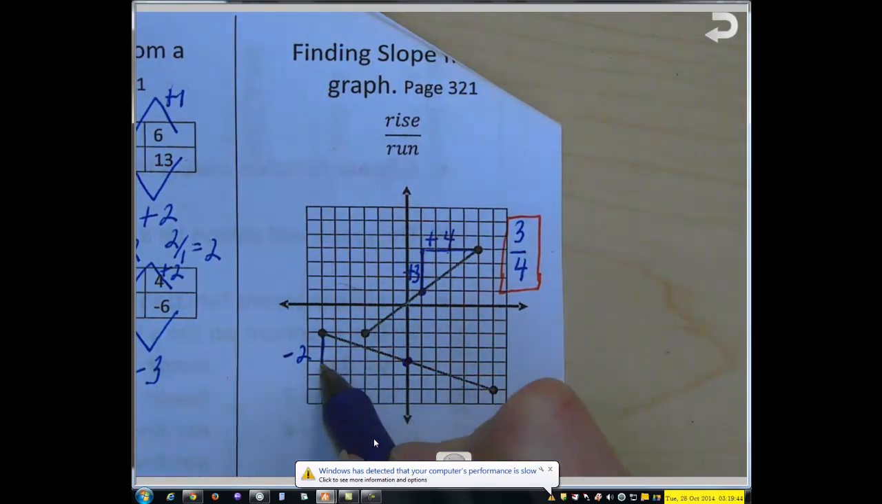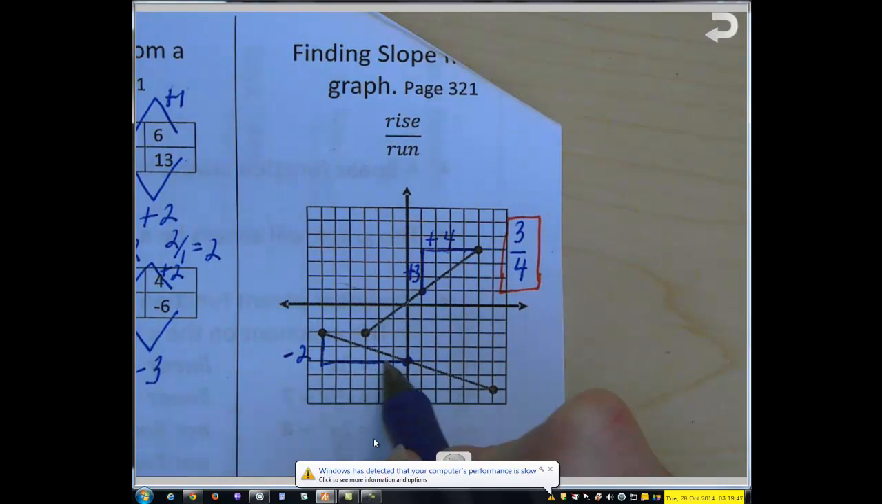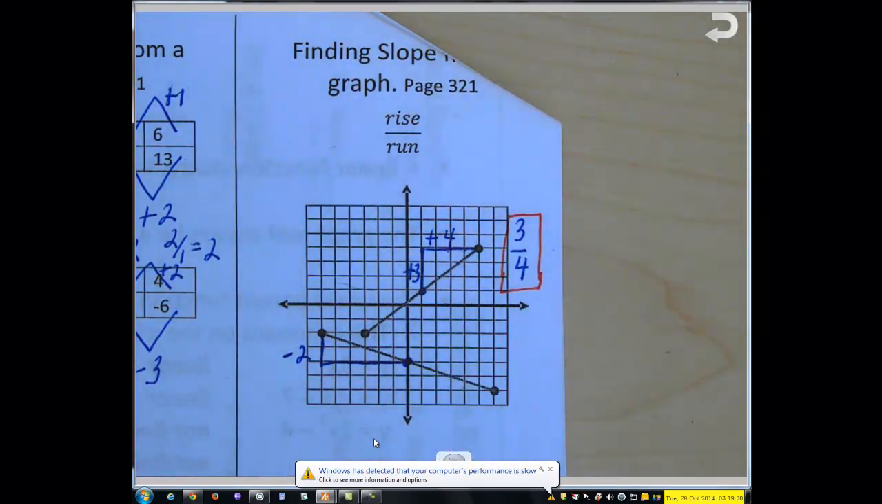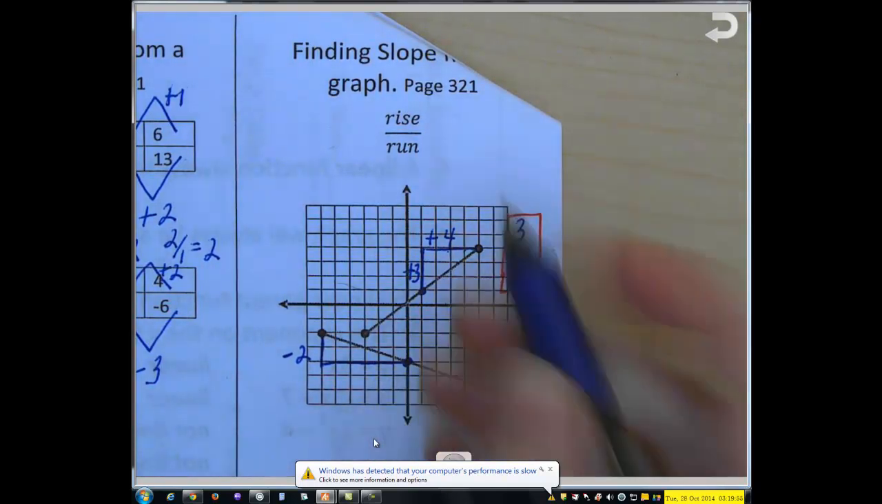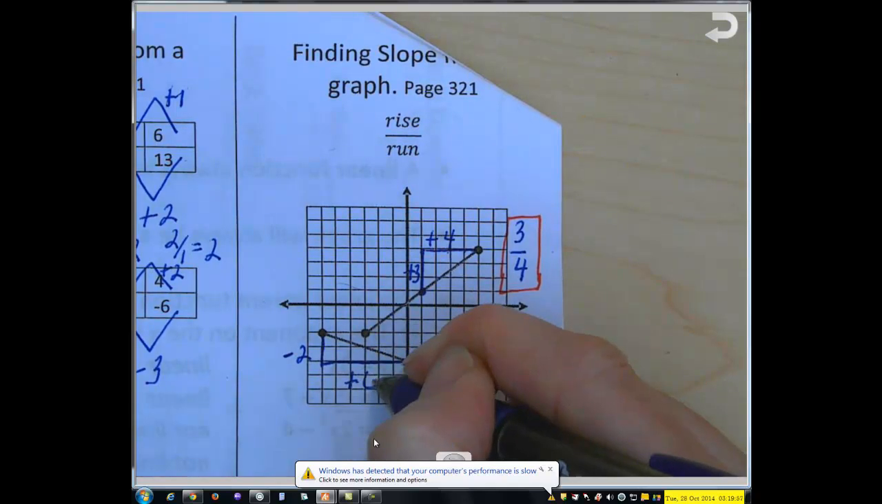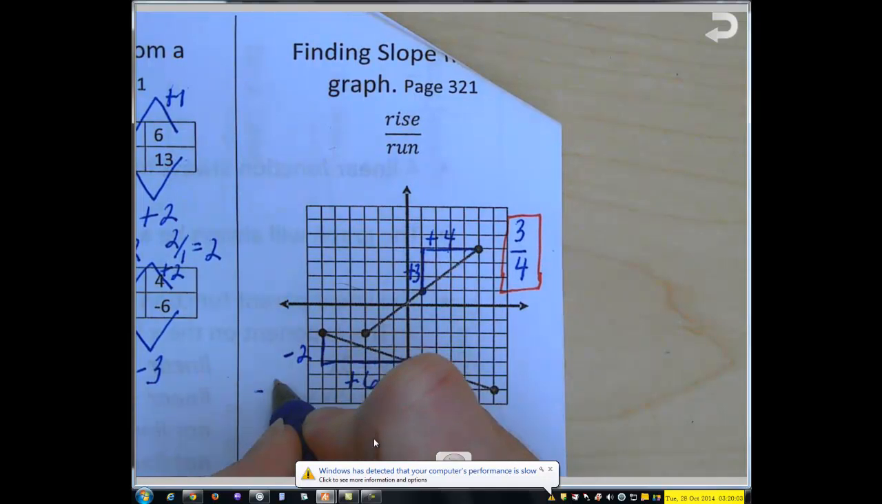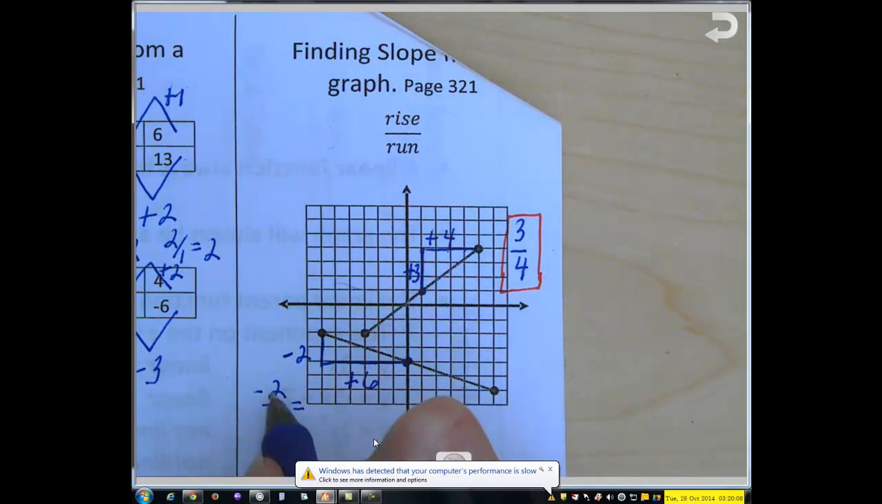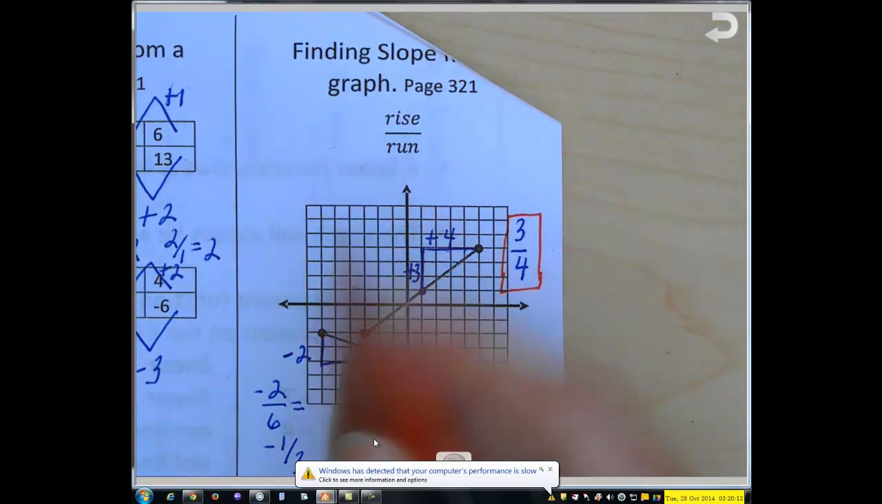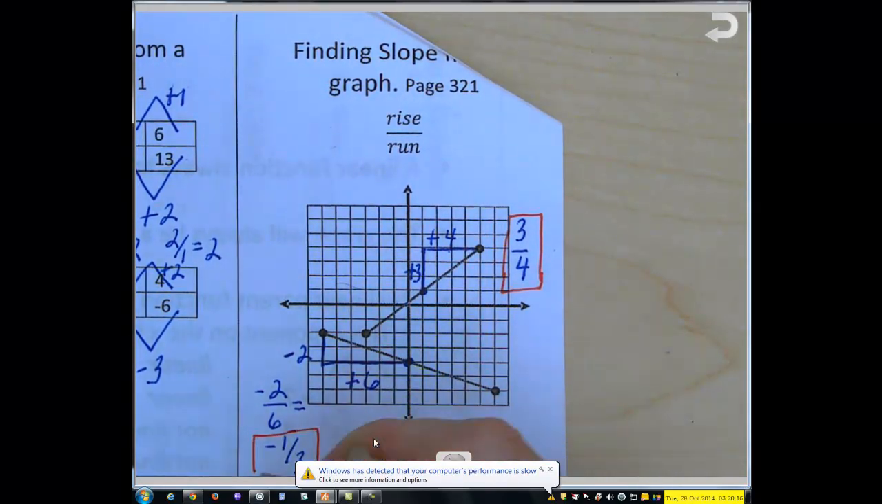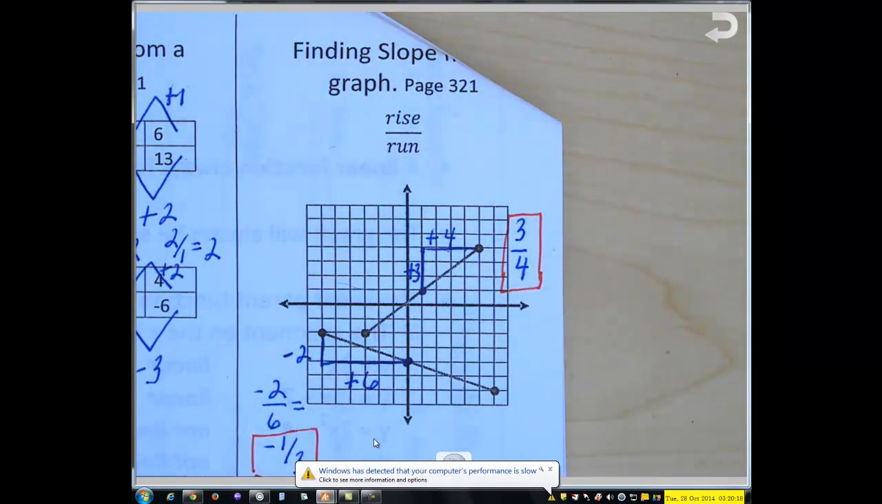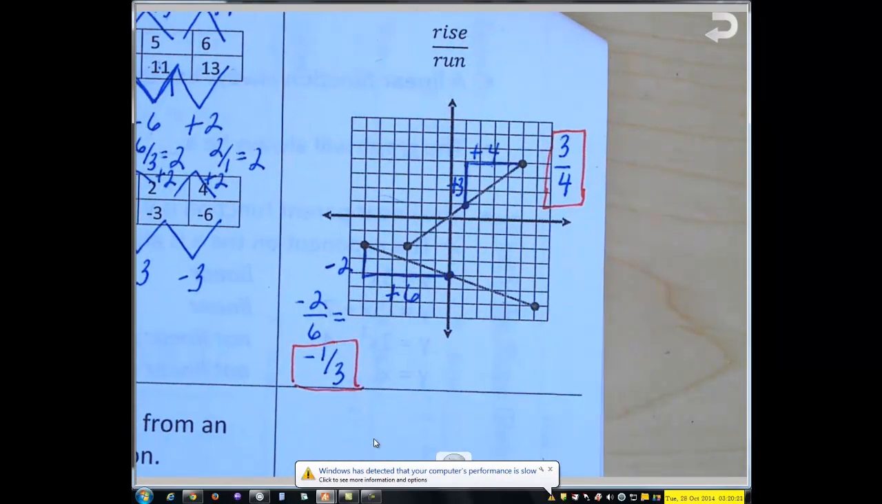And then I have a run. This is in the positive x direction. We're going to the right. A run of 1, 2, 3, 4, 5, 6. So my rise over my run on this line is negative 2 over 6. And I can simplify that by reducing this fraction to negative 1 over 3. So my slope, or my rise over my run for this line, is negative 1 over 3.